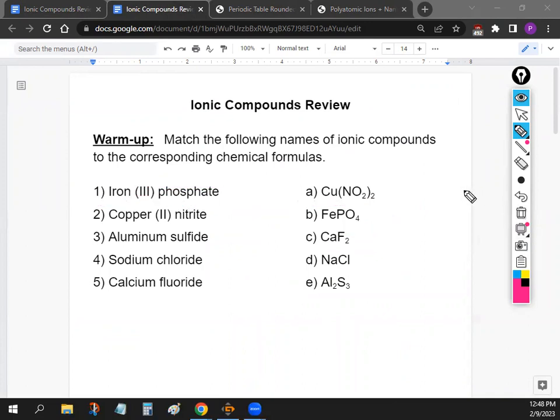All right, the next one is 2, copper 2 nitrite. We're going to look for it. Okay. Does anyone want help to find where it is? So number 2 is A. Can you help us explain why, Taylor?